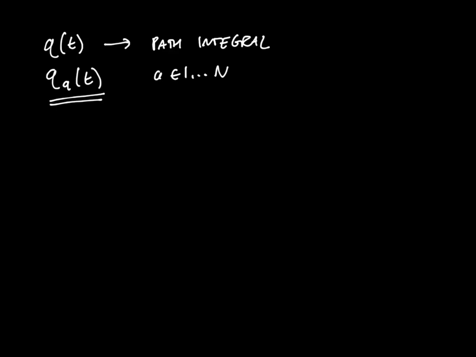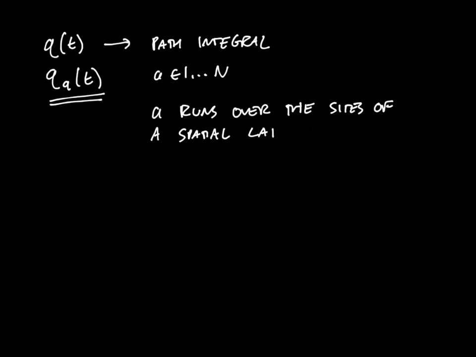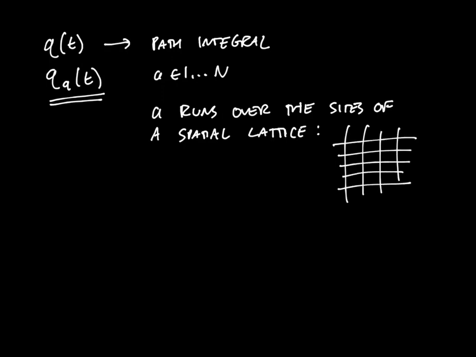Okay, good. So now, just imagine that instead of a running from 1 to n, a runs over the sites of a lattice. Okay, so I have a spatial lattice, and a runs over the sites of a spatial lattice. So here's some sort of spatial lattice. Now this lattice goes on forever, so the n is a very, very large number here. But that's okay, right? There's no philosophical problem.